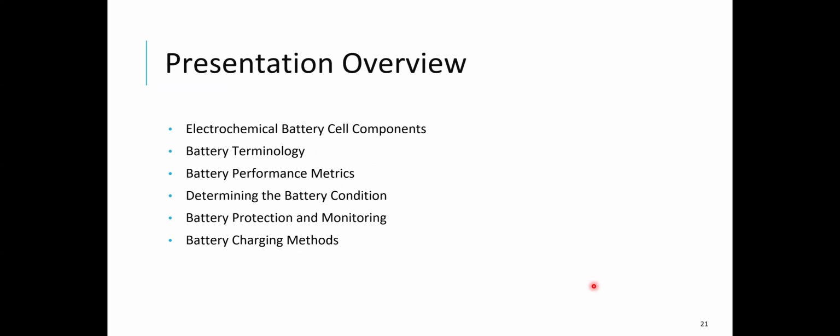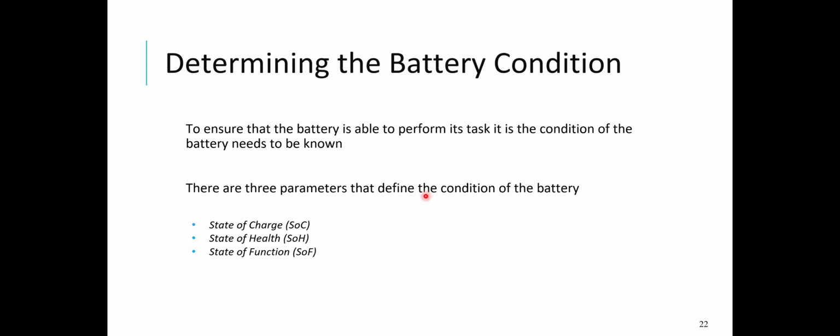Okay, so these are battery performance metrics is what we talked about. Next, we'll talk about how do we determine the battery condition. To ensure that the battery is able to perform its task, we need to know a lot about a battery. And there are three ways to assess the current state of the battery. We call that state of charge, which we already talked about, state of health, and state of function.